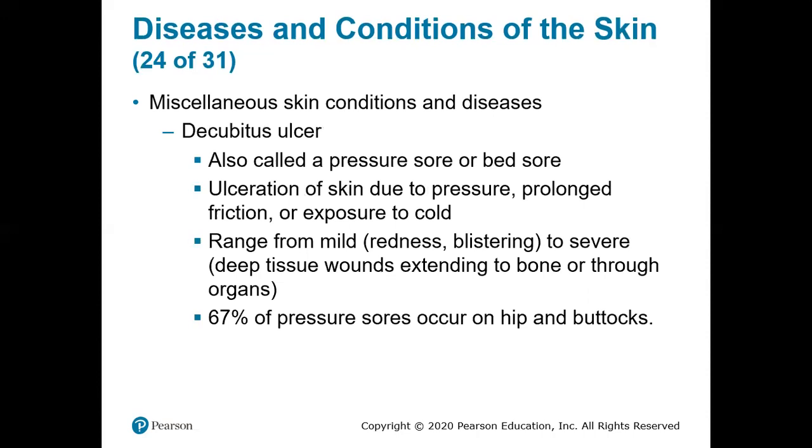Decubitus ulcer, also called a pressure sore or bed sore, is an ulceration of skin due to pressure, prolonged friction, or exposure to cold. They range from mild redness and blistering to severe deep tissue wounds extending to bone or through organs. 67% of pressure sores occur on the hip and buttock, and that's usually from pressure, because those are the areas that, if we're bedridden, are going to be on the mattress the most.